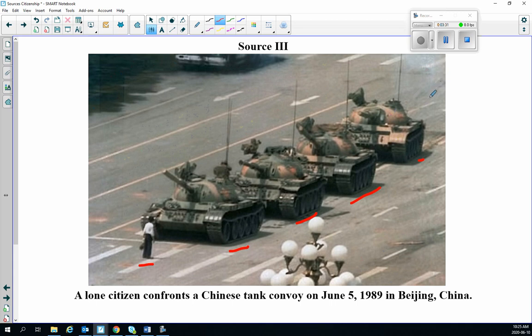And these tanks were parading down this street in Beijing, China. They were on parade. They were swiveling their turrets. It's called tank dancing. Anyway, this citizen just walked in front of the tanks and stopped them. He stopped them dead in their tracks.